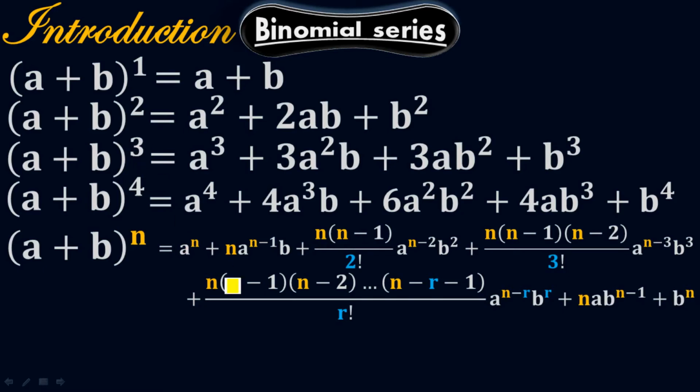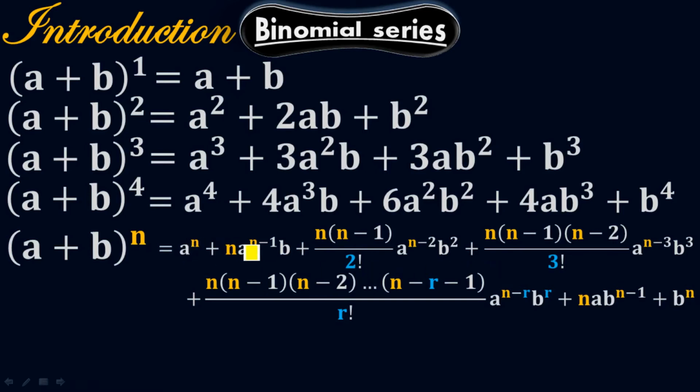So by plugging n equals 3, I will have a to the 3 plus 3 into a to the 3 minus 1 into b plus 3 into 3 minus 1 over 2 factorial times a to the 3 minus 2 times b squared plus 3 into 3 minus 1 into 3 minus 2 over 3 factorial times a to the 3 minus 3 times b cubed. So since I got 3 minus 3, I'm going to stop the process here. Well, these will be the terms for a plus b to the whole cubed.